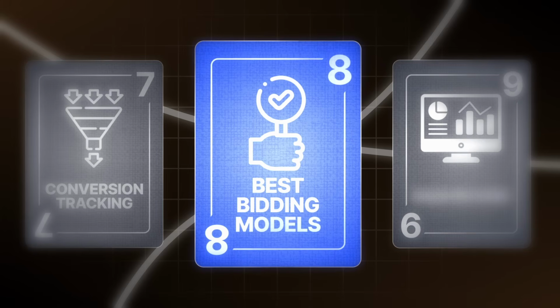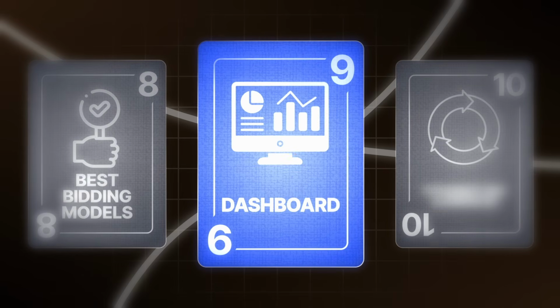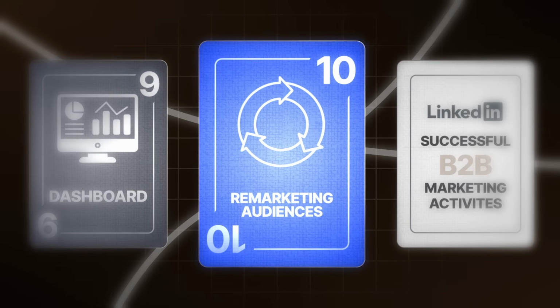the best bidding models you should be using, and a little bit behind how the auction works, what the dashboard looks like after launching your campaign and how you can go and see what the data is telling you, and then finally how you can set up remarketing audiences after that so you can remarket to those who have previously engaged with your campaigns.